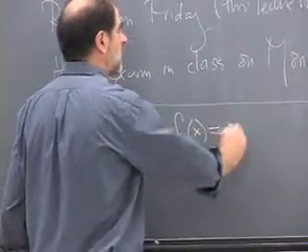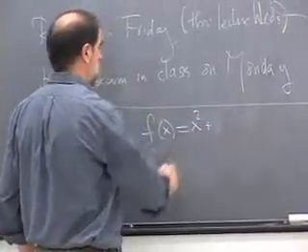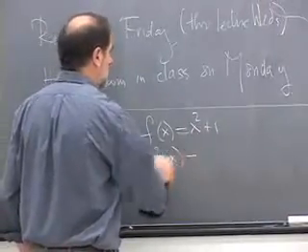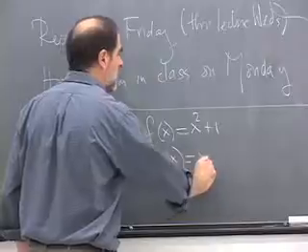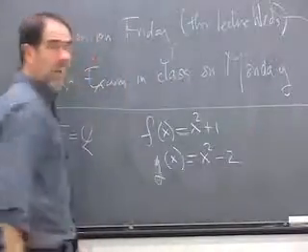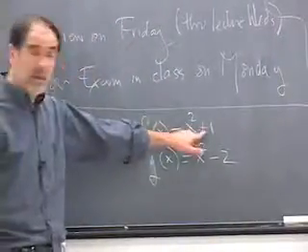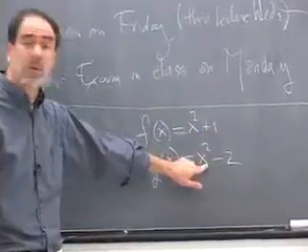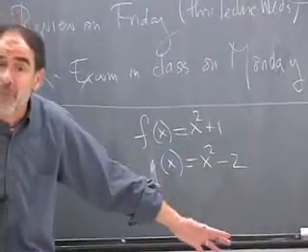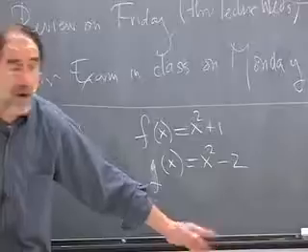f of x is x squared plus 1, and g of x is x squared minus 2. This one gives you an i, and this one gives a square root of 2. Neither of those are rational numbers, so those are irreducible polynomials.